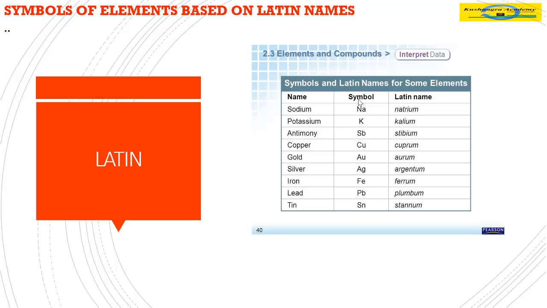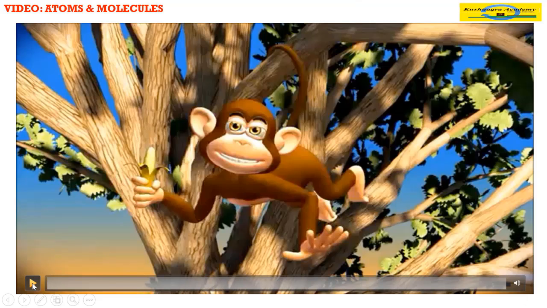It also represents its atomic weight, this weight being the atomic weight of the element. The atomic weight of potassium is about 39.9. So it also represents the atomic weight. Now we see this video.